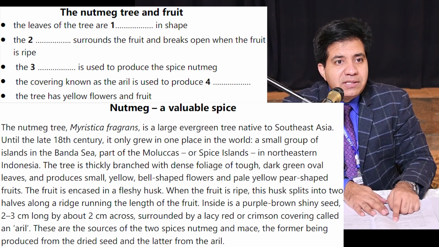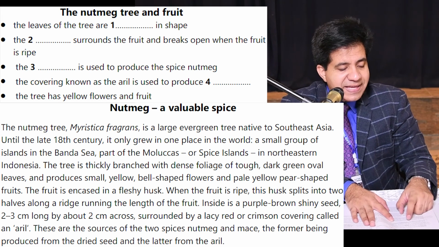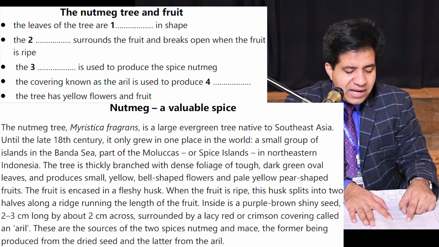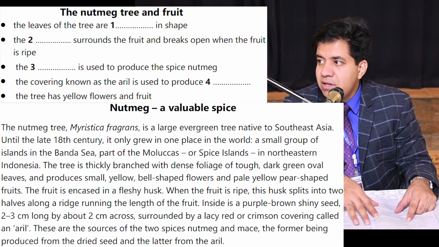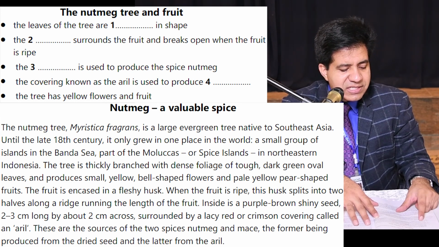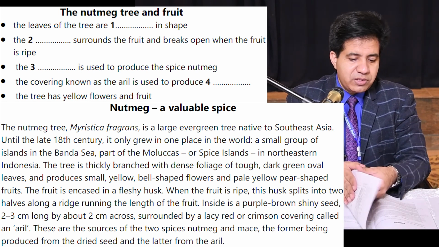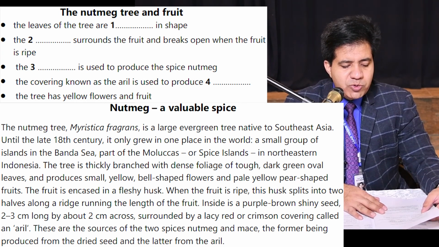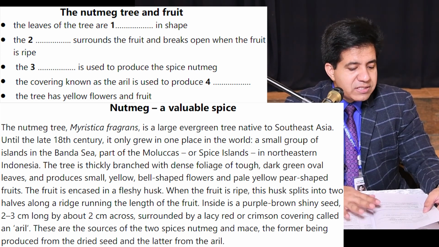Former, what does that mean? Former means the earlier one. So which one is that? Nutmeg. So instead of former, just read nutmeg being produced from dried seed. So seed is for question number 3, exactly. And then they say, and the latter. What is latter? Mace. Latter from the aril. So what is question number 4? Mace. The covering known as the aril is used to produce mace. Clear? So for 3 and 4, the answers are here.